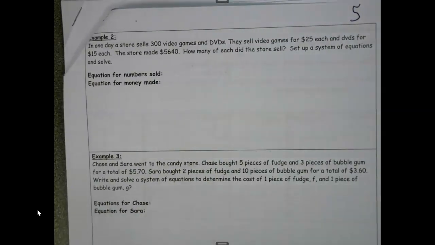So as we flip over, a little different this time. I start to look, and it says we're going to do an equation for the number sold and an equation for the money we've made. So let's see here. In one day, a store sells 300 video games and DVDs. Let me read through this first. They sell video games for $25 and DVDs for $15. The store made $56.40. How many of each did the store sell? We've got 2 variables this time.